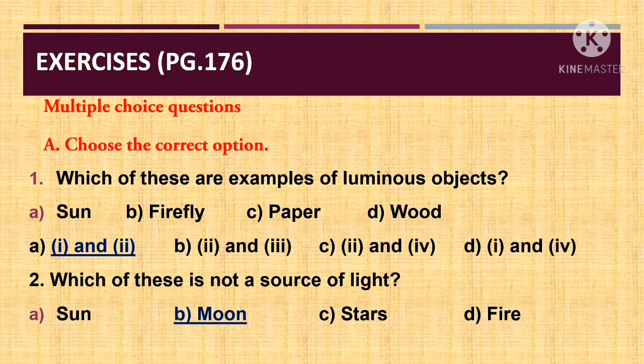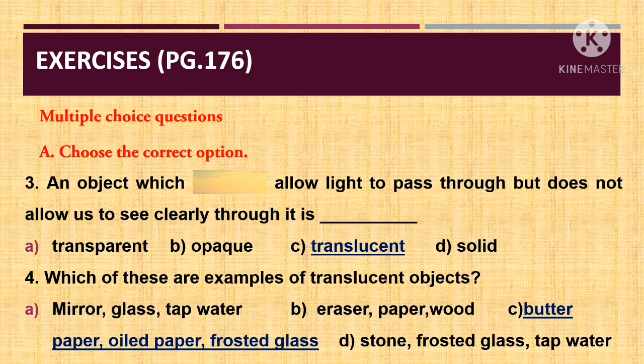Question 2. Which of these is not a source of light? A. Sun. B. Moon. C. Stars. D. Fire. Any object that emits light is called a source of light. Sun, stars and fire are examples of sources of light. Moon is not a source of light. Answer option B, moon.